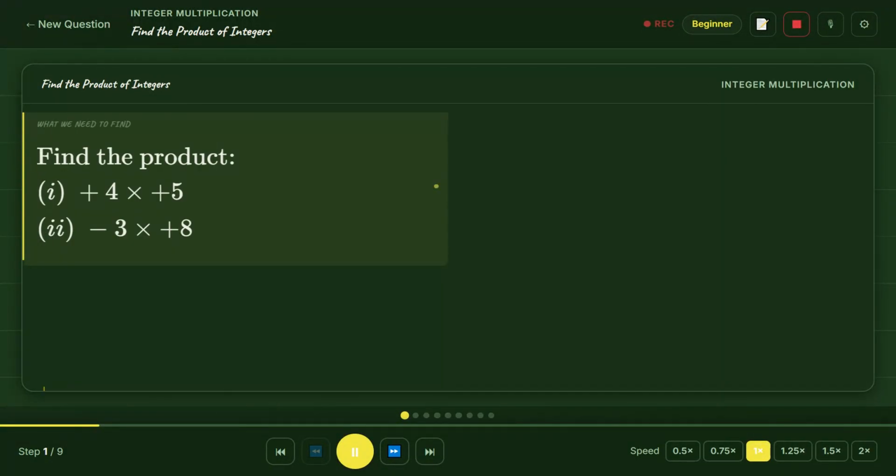Hello. Today we need to find the product of some numbers. Product means what we get when we times two numbers together. Let's do both parts one by one.